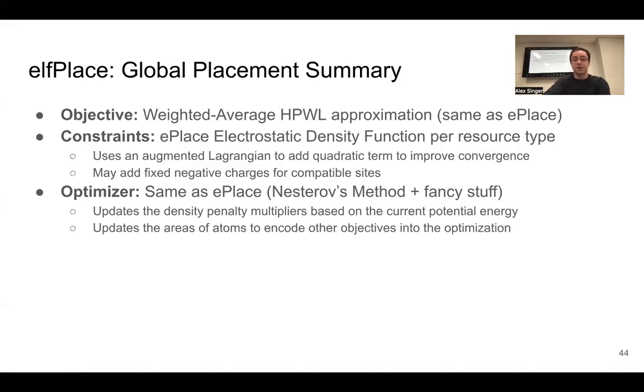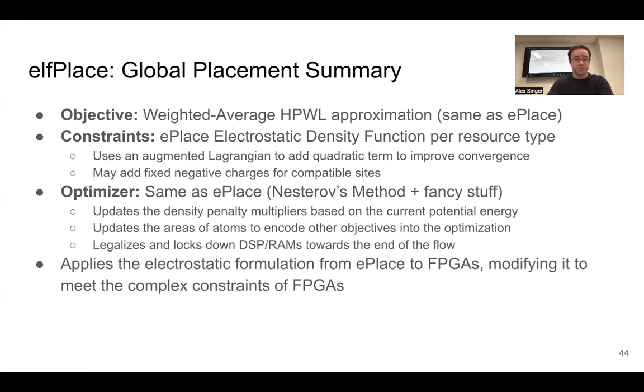It updates the area of atoms to encode other objectives into the optimization. And they legalize and lock down the DSP and RAMs, those really big blocks towards the end of the flow, since we don't want those moving around, since they can have huge effects on my final global placement. And the big so what of this is that they apply the electrostatic formulation from ePlace to FPGA, modifying it to meet the complex constraints of FPGAs, which is what I think great analytical placers do.